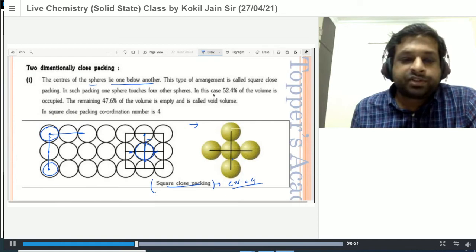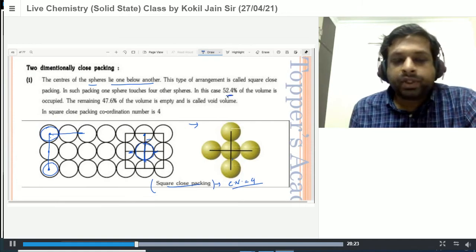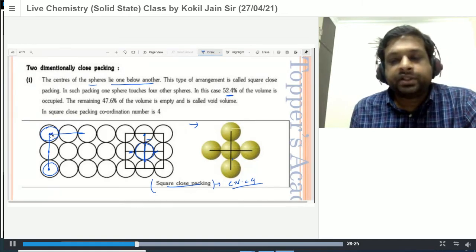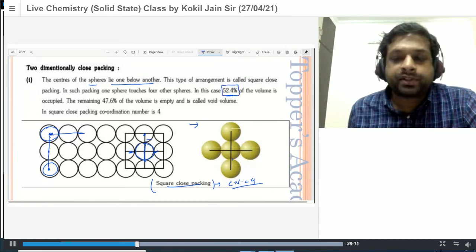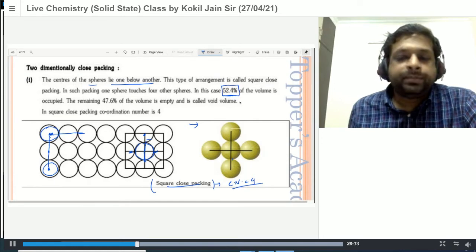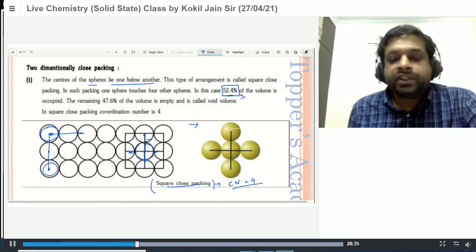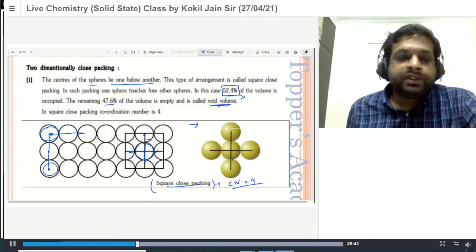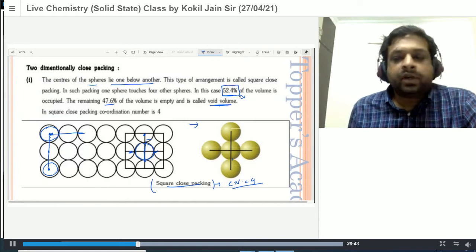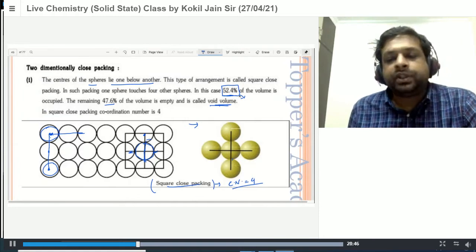Now, when we try to calculate the packing efficiency in this type of arrangement, it comes out to be 52.4%. What we have been seeing till now is that the rest of the space, 47.6%, is void in this type of arrangement of atoms. In this lattice, we are occupying only 52.4% of the space.